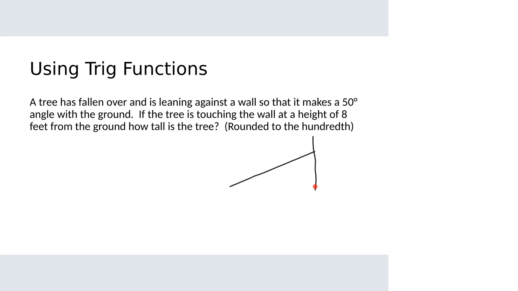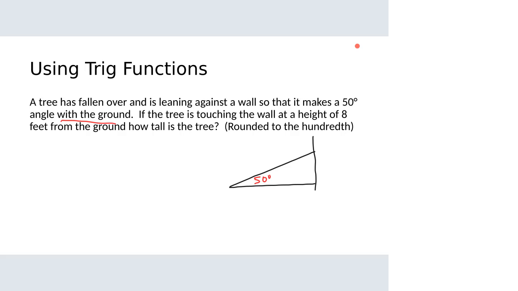And it says it makes a 50-degree angle with the ground. So if you'll notice, the tree makes an angle with the wall, but it also makes an angle with the ground. Down here at the ground, this tree makes a 50-degree angle. And I'll read this over and over again as I draw the picture. I expect the same will probably be true for you. Tree's falling over, it's leaning against the wall, makes a 50-degree angle with the ground. What does that mean, angle with the ground? Well, it means the tree makes an angle here with the wall, and it makes an angle here with the ground, and it's the angle with the ground that is the 50-degree one. So that's the one I want to label.